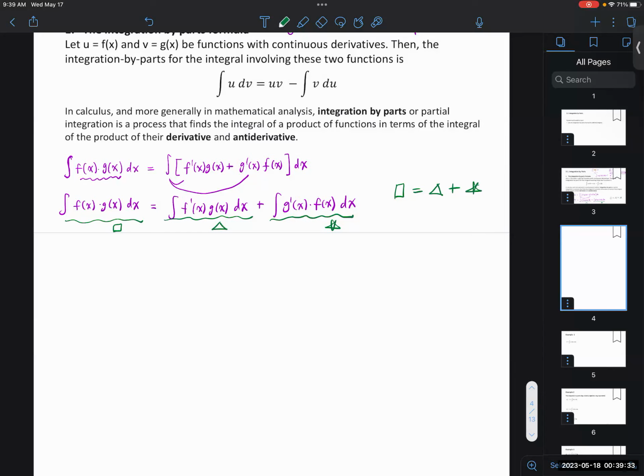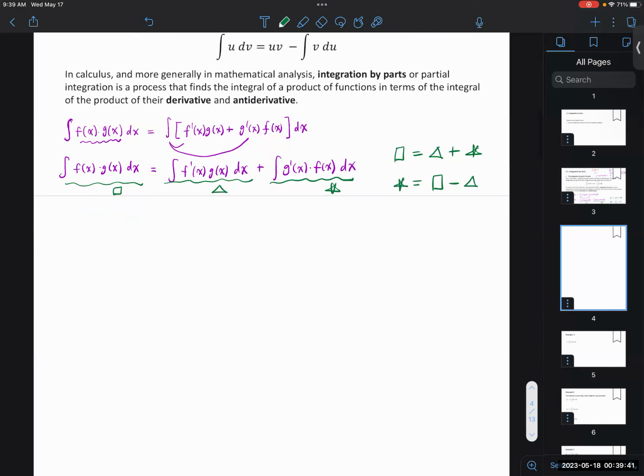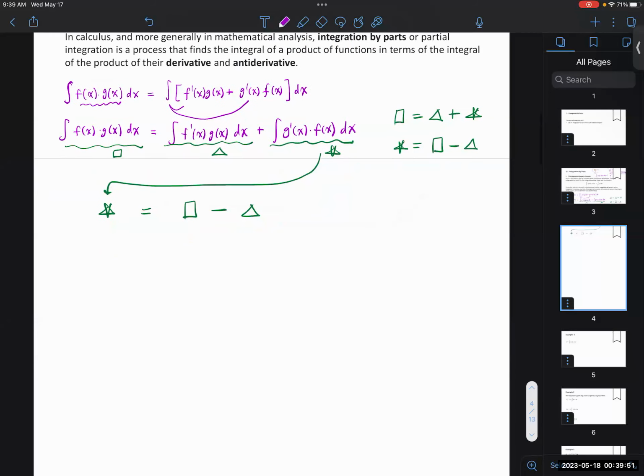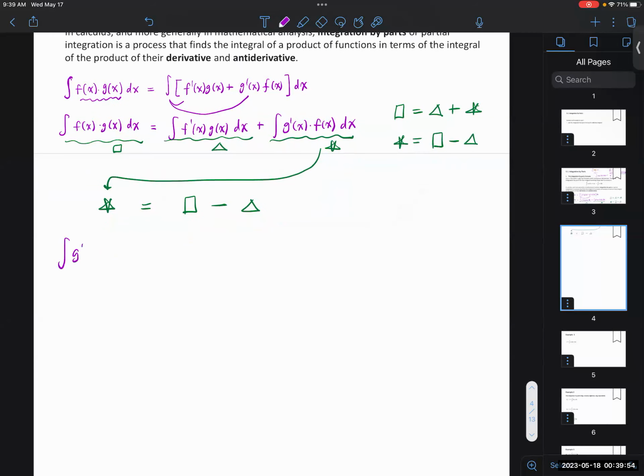I'm going to change this order a little bit, solving for star. So star is going to be square minus triangle. I'm just going to change the order. Let's say star is equal to square minus triangle. So let me rewrite the order. So the integral of g prime, this one is the same as square minus triangle, correct? I'm just changing the order, nothing is special yet.